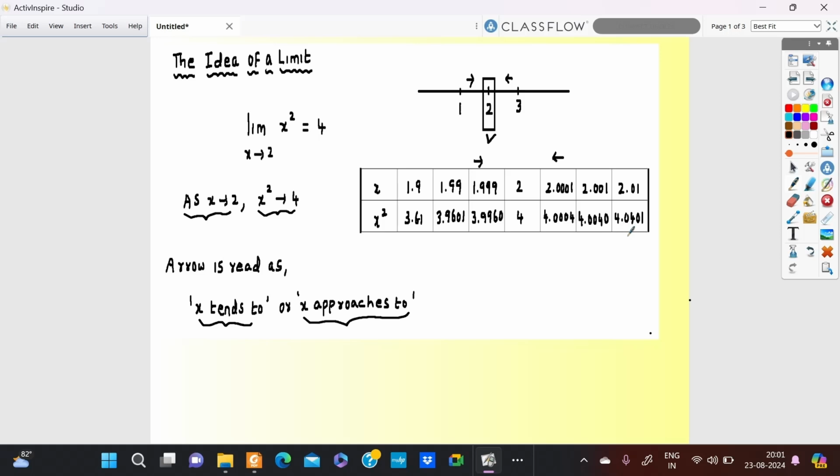I will repeat this once again. If we take the values of x in both directions approaching 2, the values of x square will be approaching 4. But technically, when you say limit x tending to 2, x square is equal to 4, we just replace x with 2. That is how we get 4.